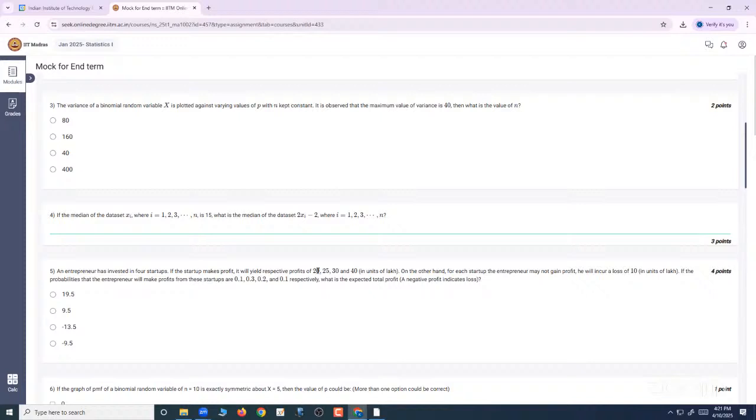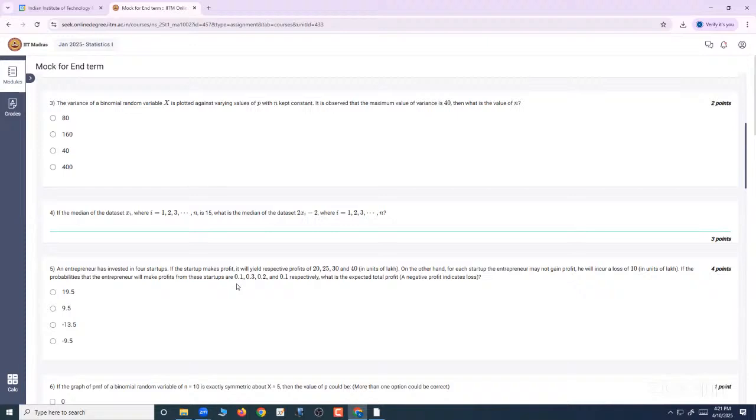If I calculate the expected value for the first startup company, it would be my 20 into 0.1. There is profit and there is also loss, so I have to consider both of the things, the profit and the loss.